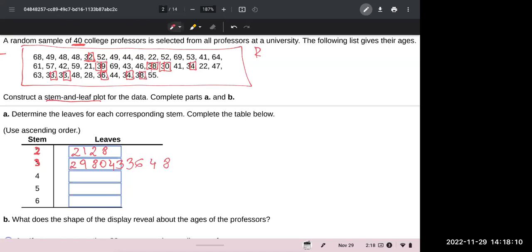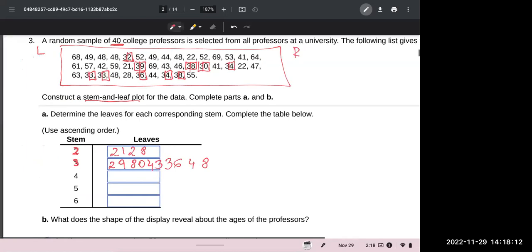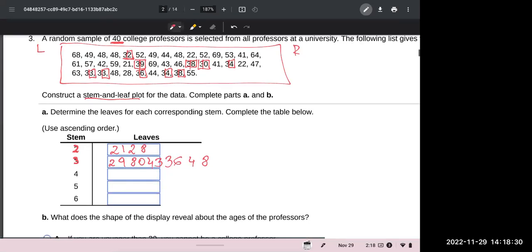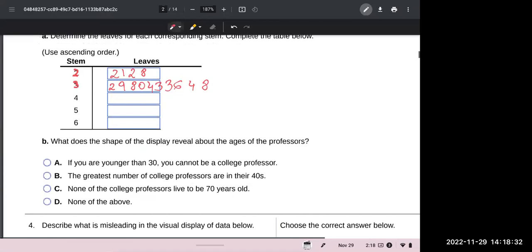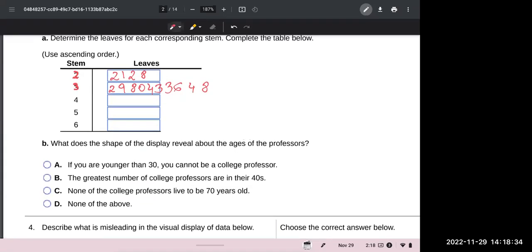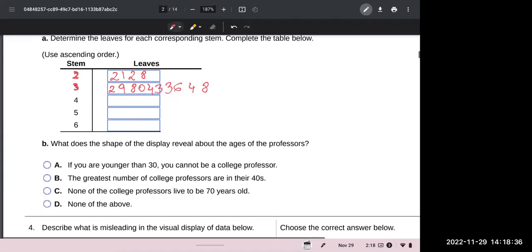Just remember, for a stem and leaf plot, I'm keeping the same order as the numbers were presented to me. So I'm working from left to right, and you will continue with that for the remaining numbers. And then they're asking, what does the shape of the display reveal about the age of the professors?